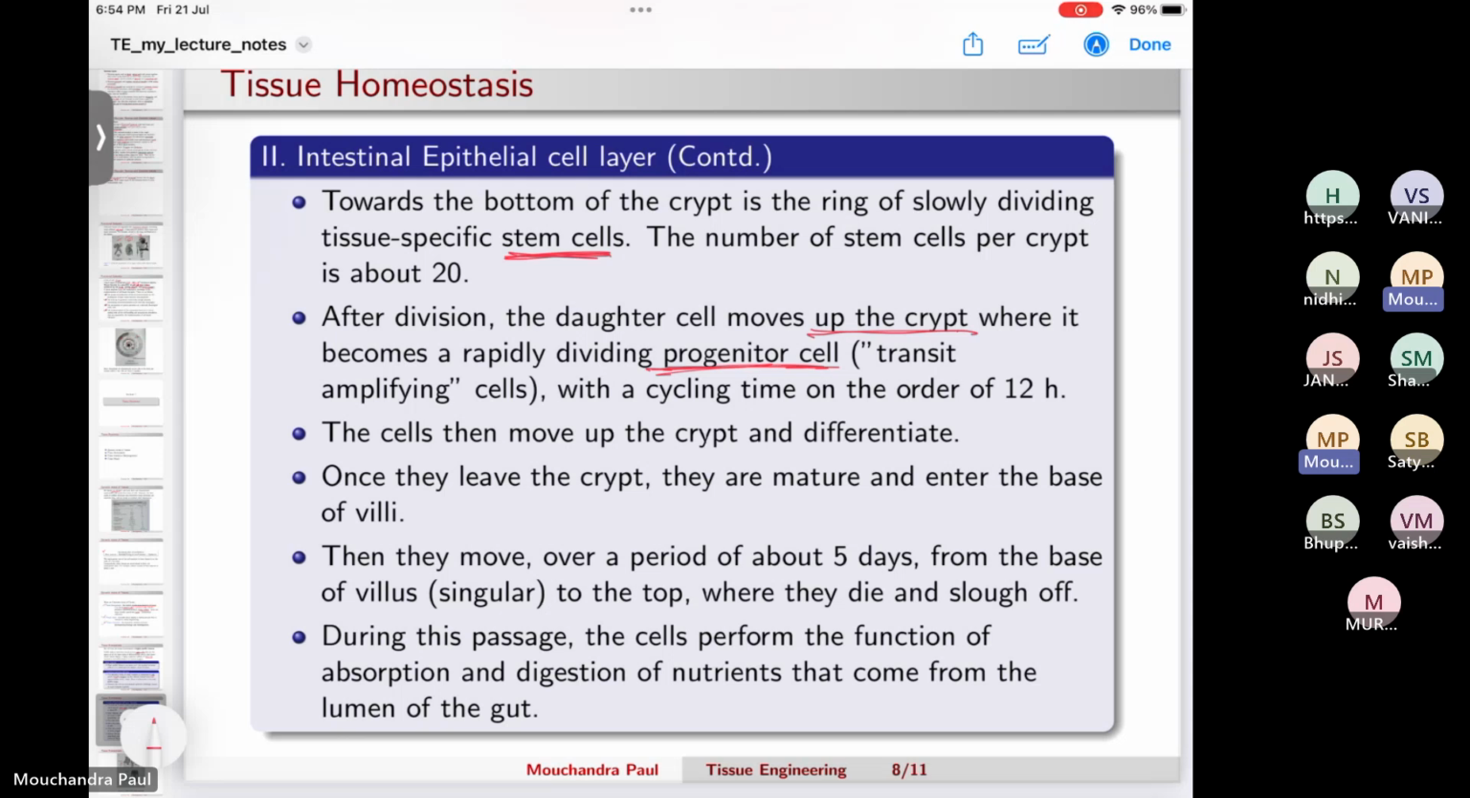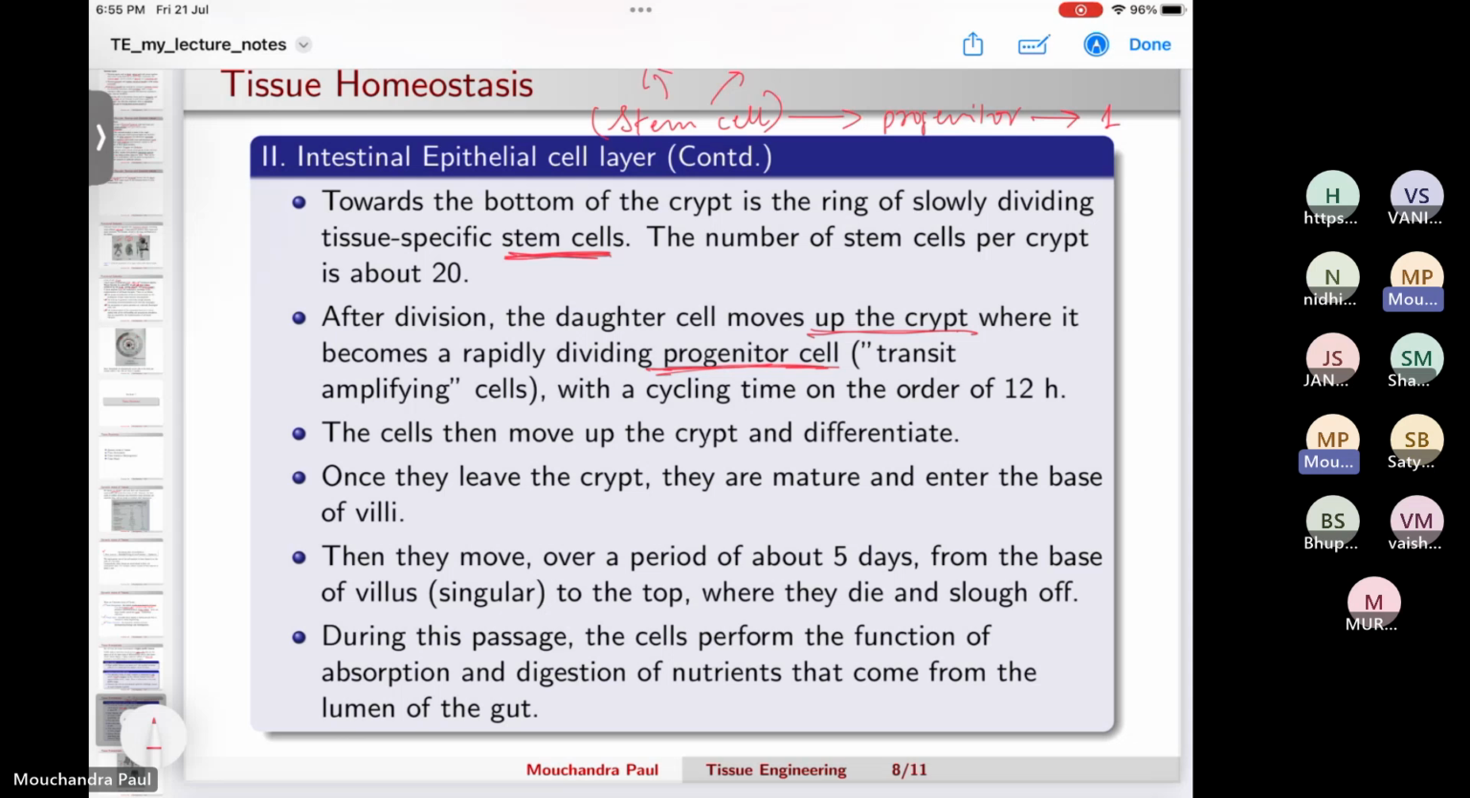Like if this is the stem cell, it divides and daughter cells are formed. Now one of the daughter cells decides to become a progenitor cell. So what is the difference between a stem cell and a progenitor cell? A progenitor cell is usually unipotent. It can only create one cell type, whereas the stem cell, if given the right environment, can differentiate into multiple cell types, or give rise to multiple cell types.